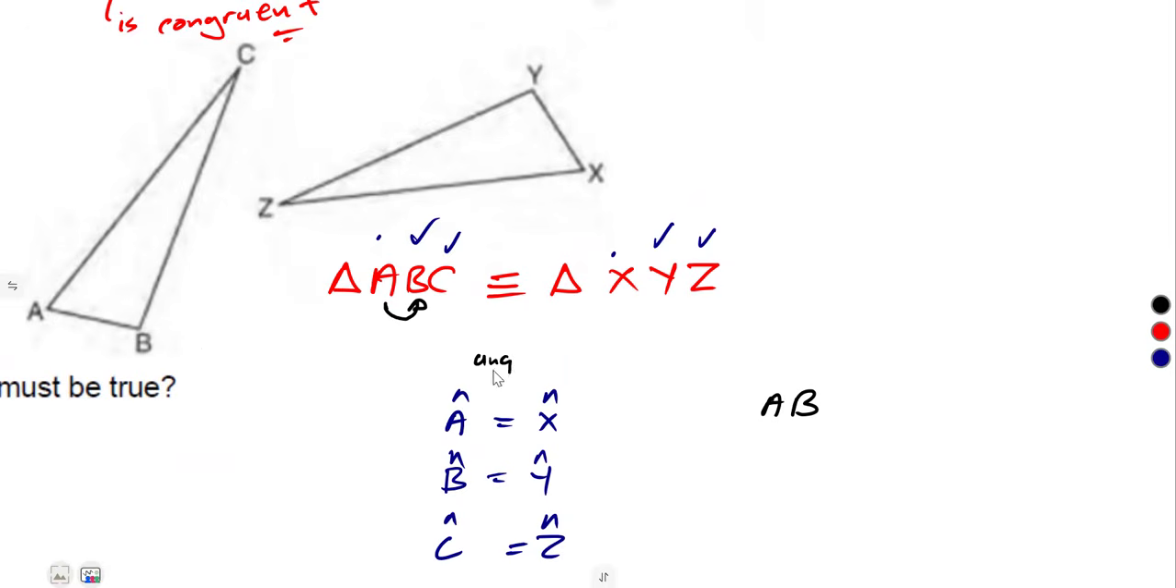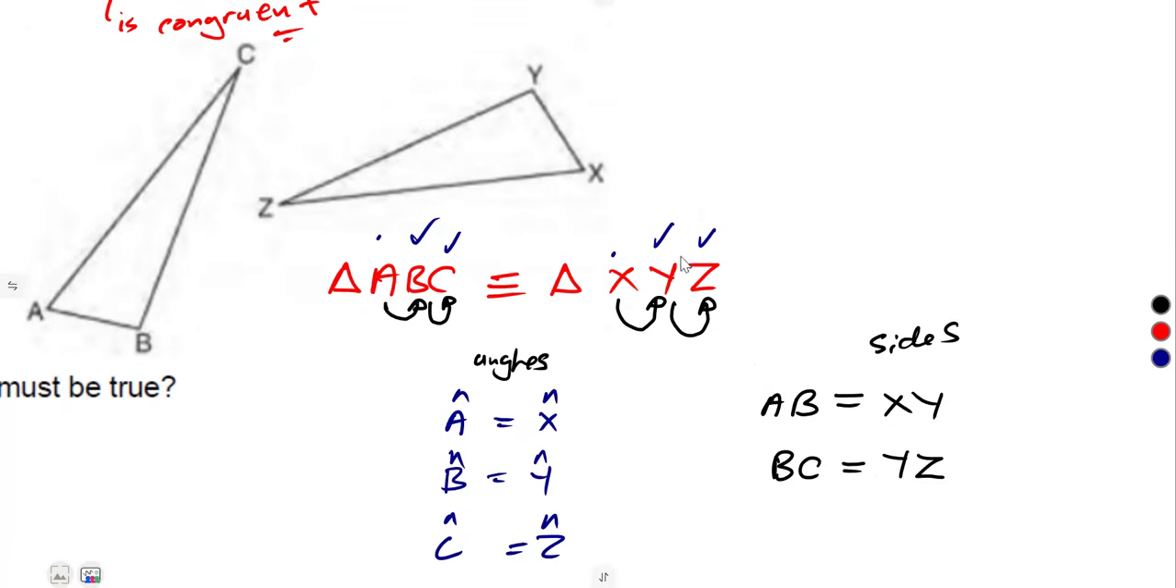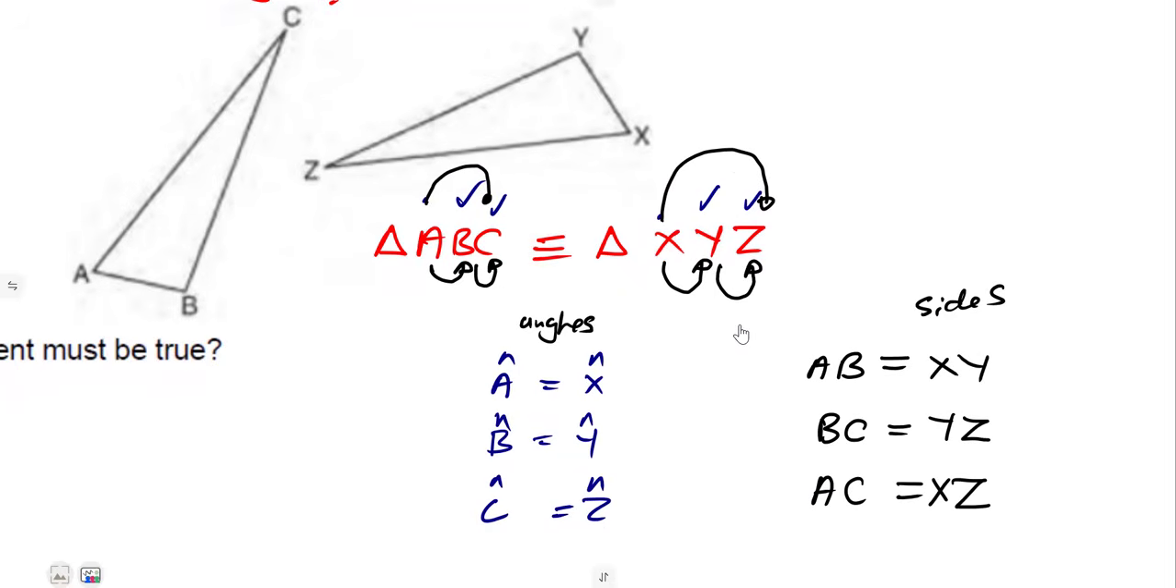All right, so these are angles. These are sides. Side AB is exactly equal to side XY. That's what we know. We move on to B to C. Side BC must be exactly equal to YZ, correspondingly, the way that is given. So if we take side A to C, it must be exactly the same as X to Z. That's how we take these congruent figures. They're exactly the same in that way.